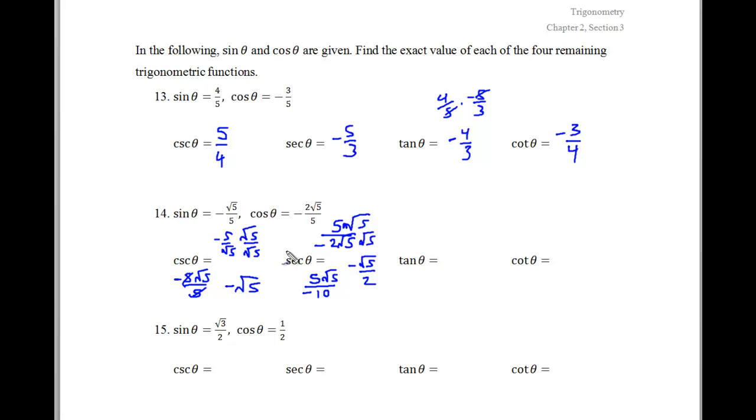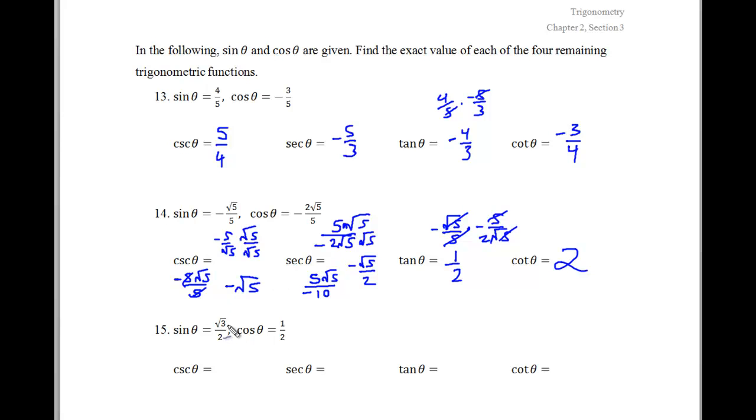Now our tangent is going to be taking our sine and dividing it by cosine. Two negatives make a positive. That's going to be stated, and I will show you the algebra. I'm going to flip this on its head, so this is multiplied by negative 5 over 2 square roots of 5. The 5's simplify. These simplify as well, so this leaves me with a positive 1/2, because the only thing I have left is 1 over 2. And then the cotangent's just that flipped on its head, which in this case is 2.